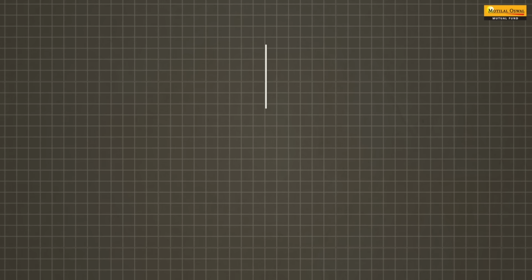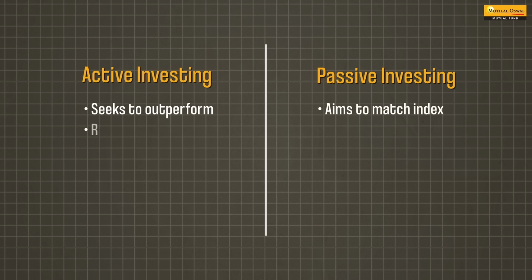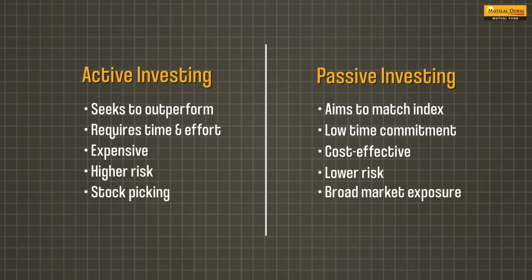In summary, active investing involves attempting to outperform the market, whereas passive investing aims to match the returns of an index or a benchmark. One requires a lot of time and effort, the other does not. Active investing, because it involves a lot of time and effort, is expensive in nature, whereas passive investing is not expensive because it tends to follow the benchmark.